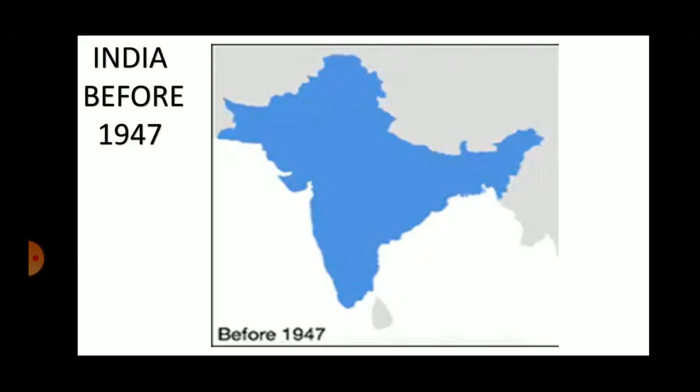Now, look at this map. This is India's map before 1947, at the time of British rule. Observe this map carefully. Compare it with today's map. Can you see the difference?